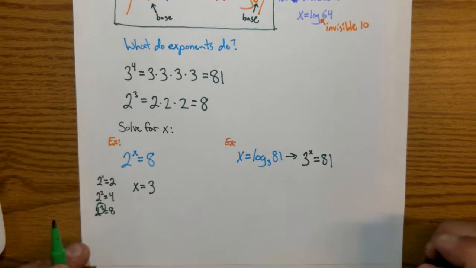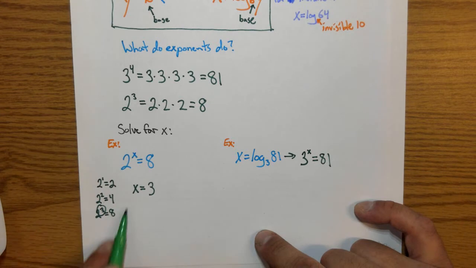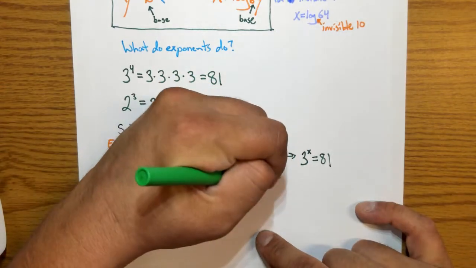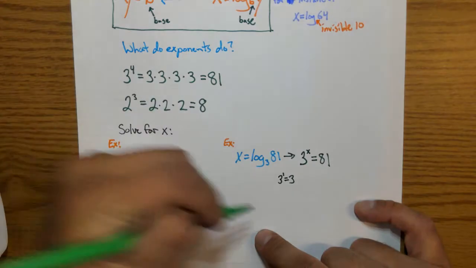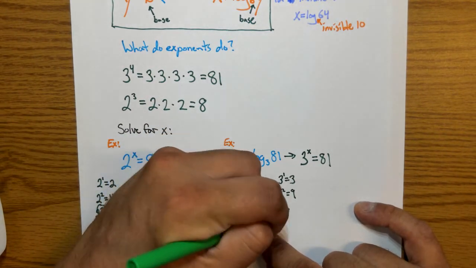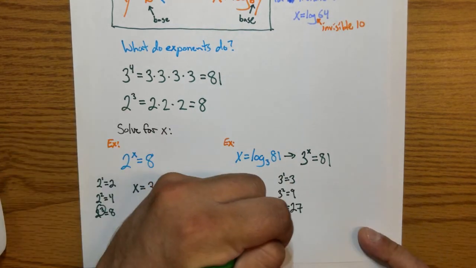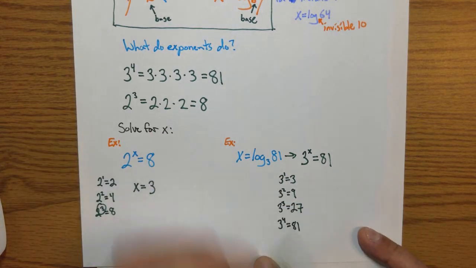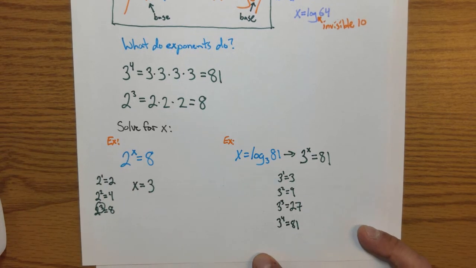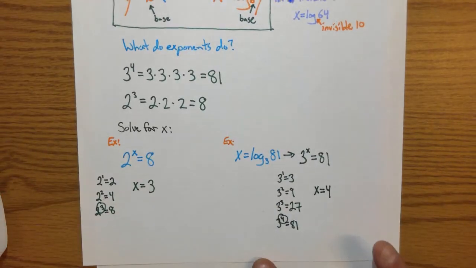So 3 to what power gives us 81? Well, again, if you're not too great, we can do it like this until we do get good at it. So 3 to the first power is 3. 3 squared is 9, and 3 cubed is 9 times 3, which is 27. And then 3 to the fourth is 81. So what is our x value equal to? It should be equal to 4. So in this case, x equals 4.